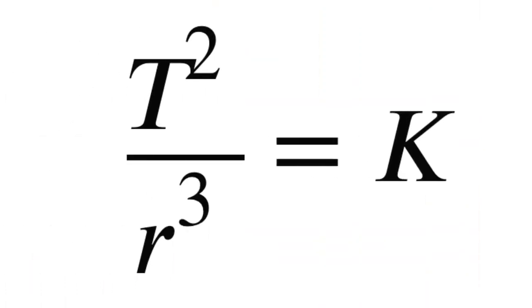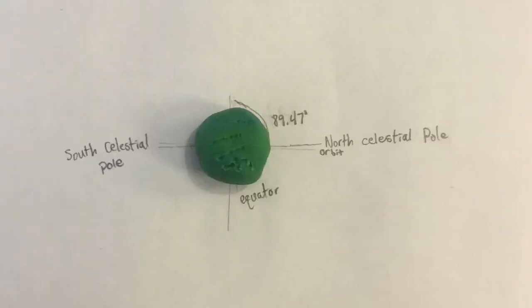Kepler's third law of planetary motion states that the square of the period T of a planet's motion divided by the cube of the semi-major axis of the orbit equals the same constant for all known planets. Next, we will begin our data analysis for Kepler-11f.